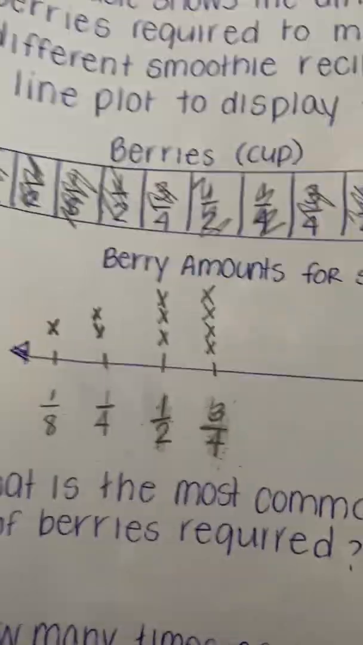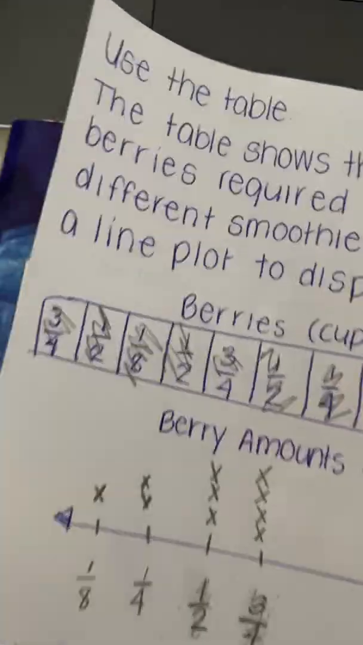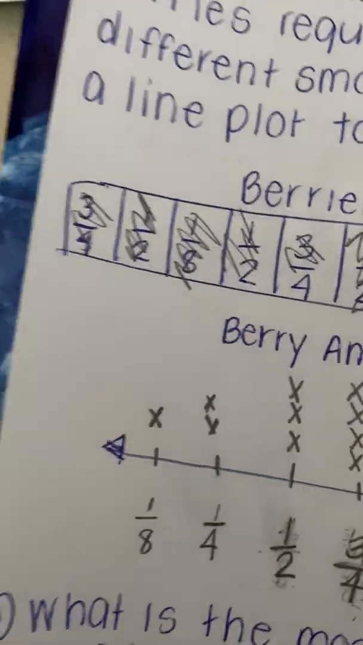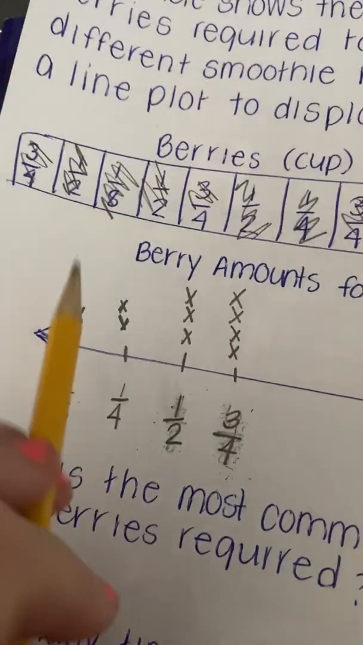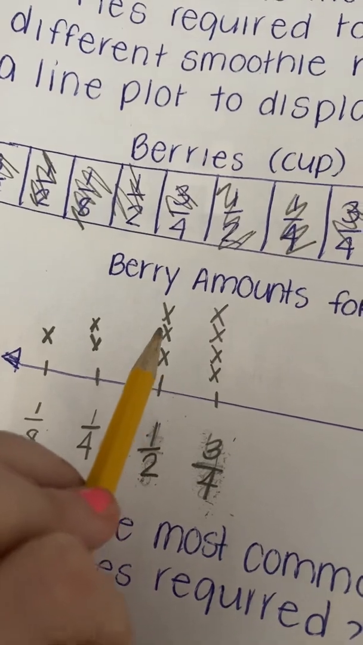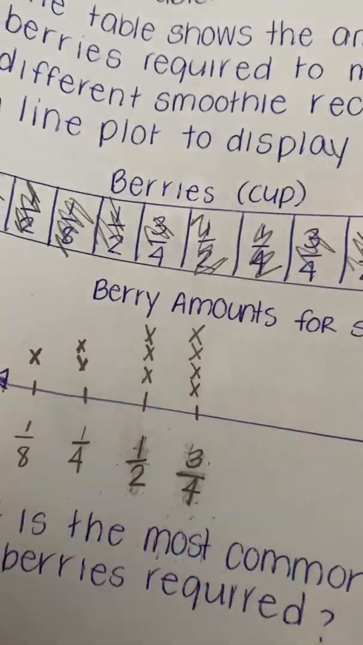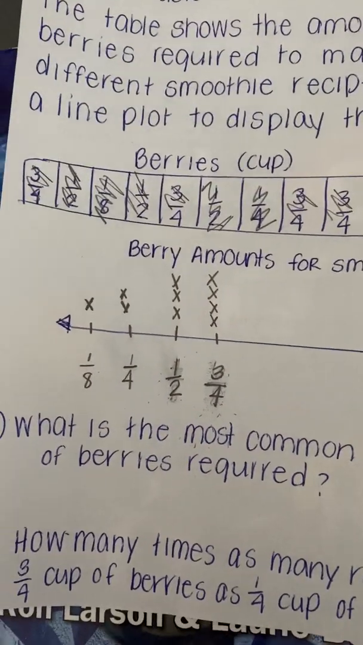Now, the most important thing to do always is I know that I started with 10 berries. There were 10 right in here. I want to make sure that my number of X's adds up to 10. So I have 1, 2, 3, 4, 5, 6, 7, 8, 9, 10. Okay, so that is my plot.